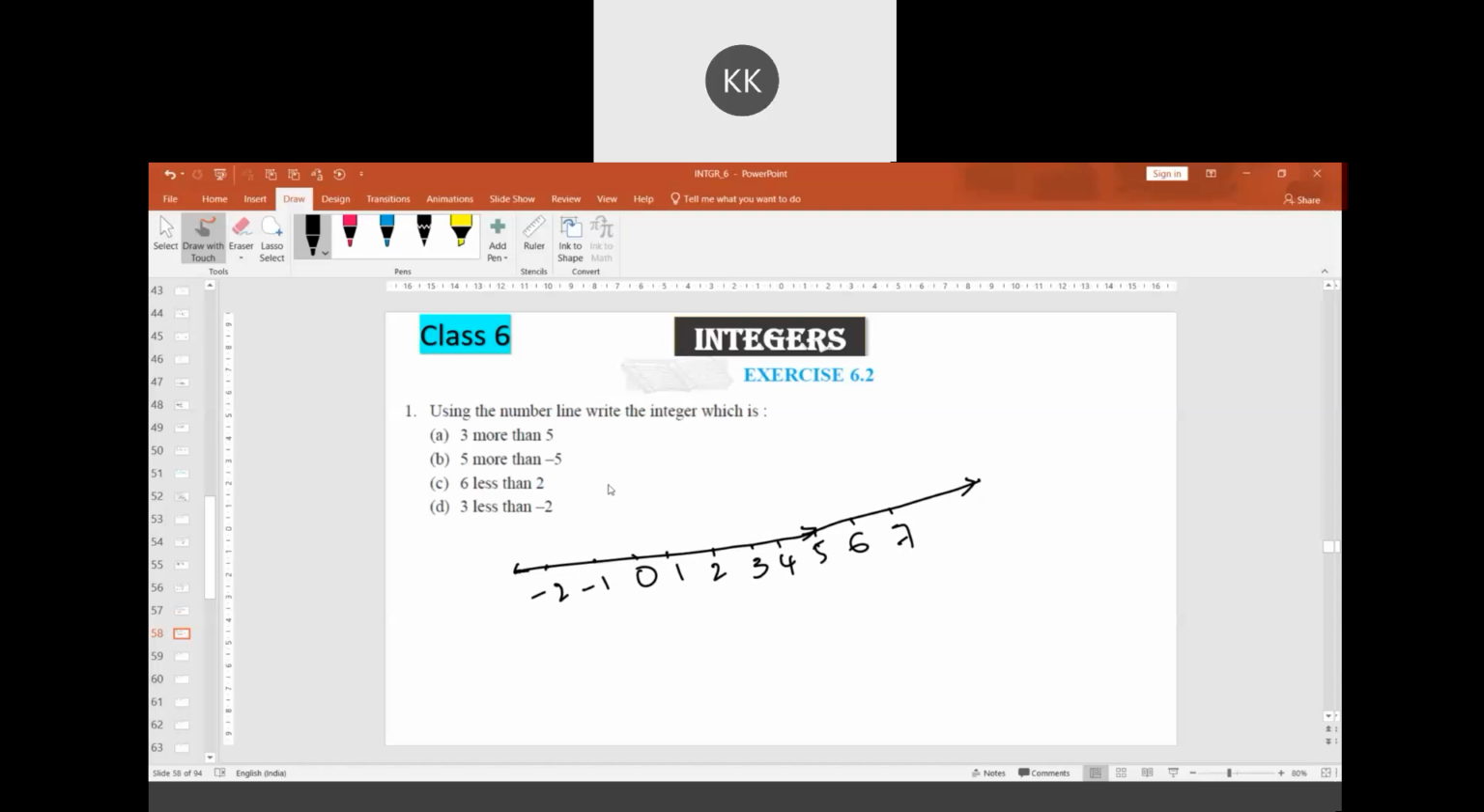If the question is 5 more than minus 5, I need to consider some more numbers here, minus 3, minus 4, minus 5. Locate this, minus 5. From -5, you need to go towards right because it is more. When it is more, we will go forward to the right side. When it is less, we will move towards the left side. Here we have 3 steps, here we have 4 steps, here we have 5 steps. So we are going to get 0 here.